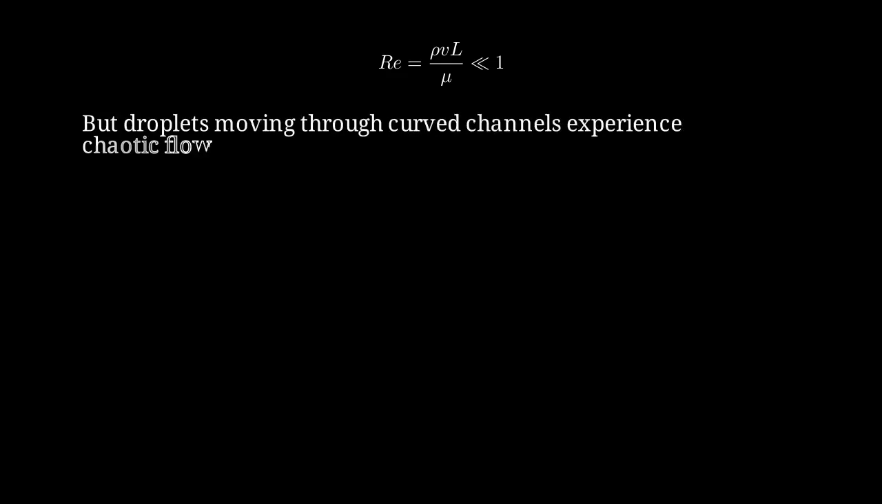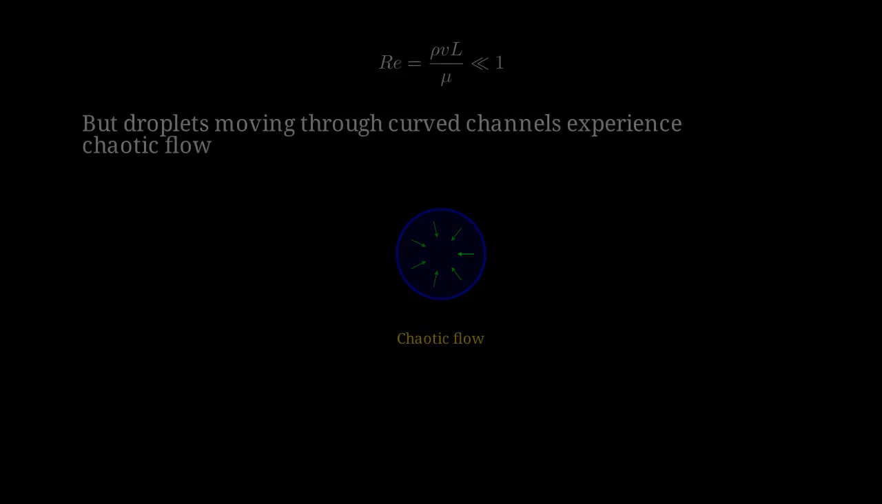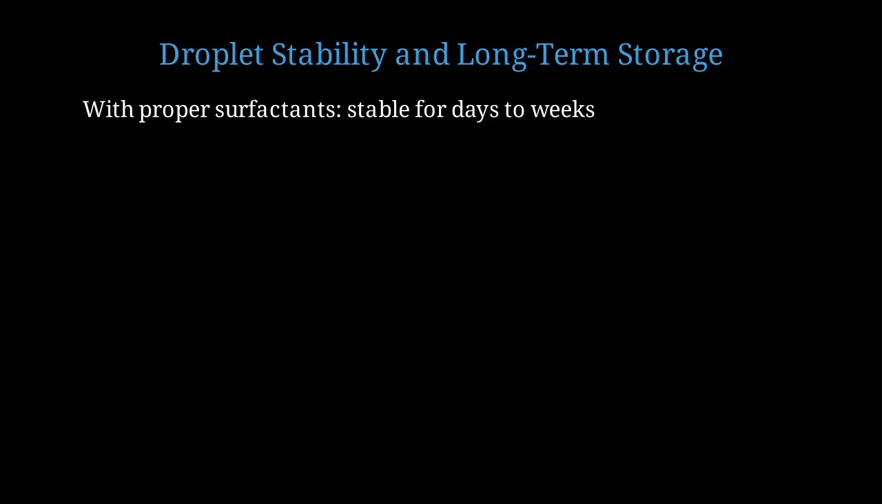However, when droplets flow through curved or serpentine channels, they experience chaotic advection. The internal flow pattern becomes chaotic, leading to very efficient mixing. Inside the droplet, you get complex recirculating flow patterns that stretch and fold the fluid, leading to rapid mixing on timescales of milliseconds. An important practical consideration is droplet stability. Can you store droplets for extended periods? With proper surfactant chemistry, droplets can remain stable for days to weeks without coalescence or significant changes in composition.